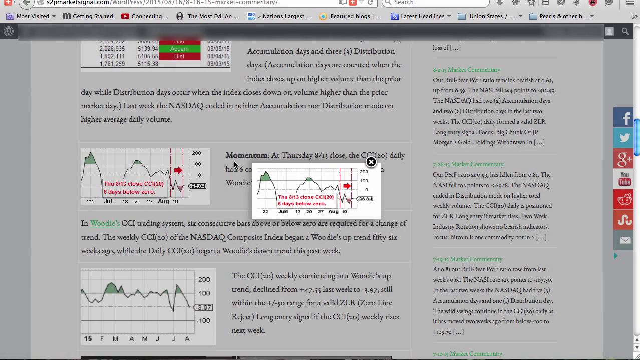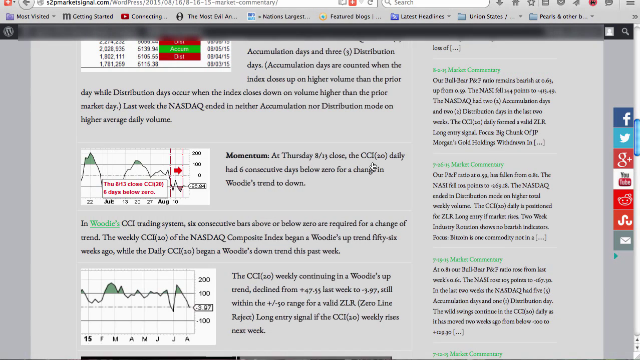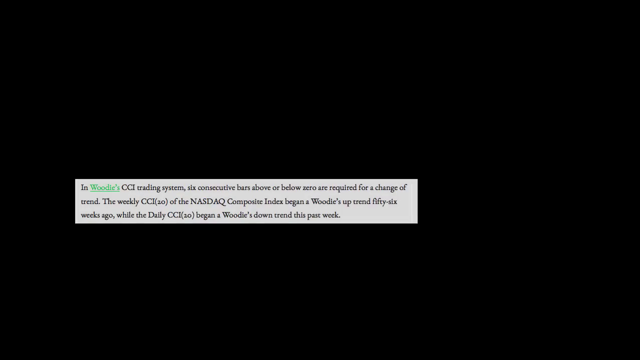Momentum. At Thursday, 8/13 close, the CCI 20 daily had 6 consecutive days below zero for a change in Woody's trend to down. In Woody's CCI trading system, 6 consecutive bars above or below zero are required for a change of trend. The weekly CCI 20 of the Nasdaq Composite Index began a Woody's uptrend 56 weeks ago, while the daily CCI 20 began a Woody's downtrend this past week.